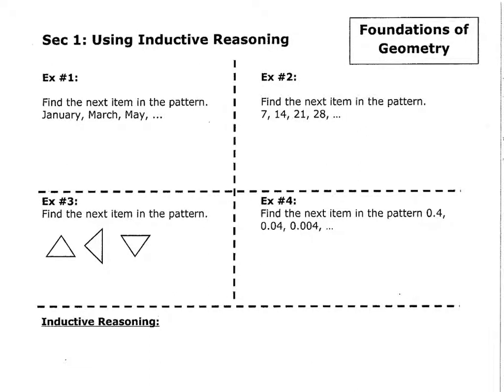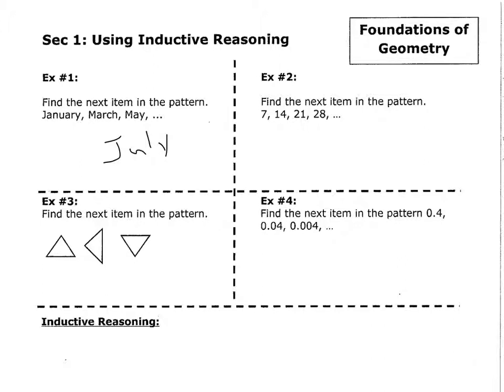Hey guys, today we're going to start our Unit 2 and we're going to talk about inductive reasoning. Okay, so we're going to start off with just finding a few patterns. Example number 1 says find the next item in the pattern. It says January, March, May, and you'll notice that you skip a month every time. January, skip February, March, skip April, get to May. Then after May you would skip June and you would get July for your next one in the pattern.